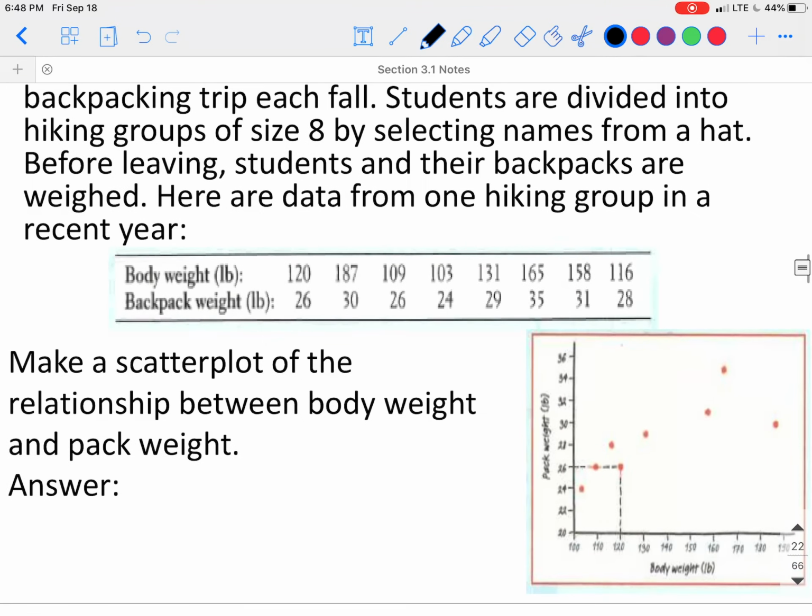So if we look at this scatter plot, we have the scale along the bottom. It's going from 100 to 190. The pack weight is going from 20 to 36. And we would plot each point. So this point right here represents the person who weighs 120 pounds and whose pack weighs 26 pounds.